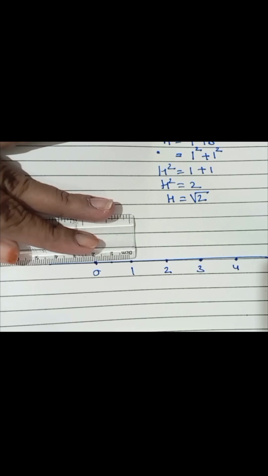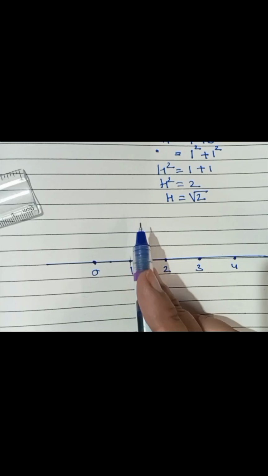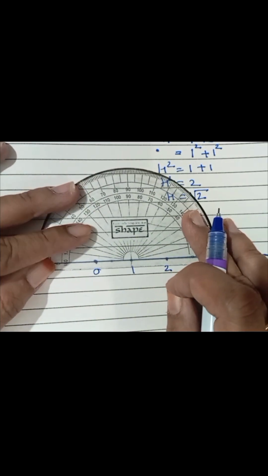So first of all, we have to keep base and perpendicular both as 1. This 2 centimeter we have taken as 1 unit, 0 to 2. This is 1 unit, and it is already marked. This is the base, and here I have to draw the perpendicular. Perpendicular means we have to draw 90 degree. So using a compass, we will draw 90 degree.